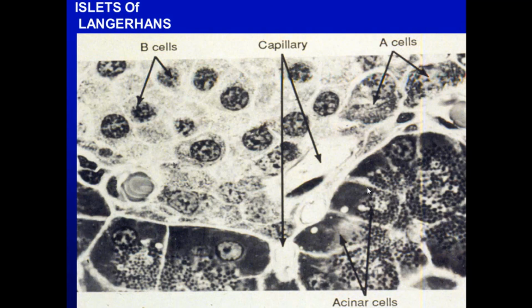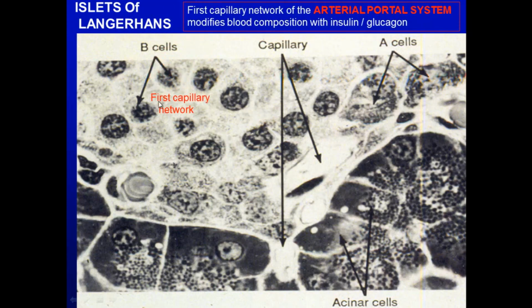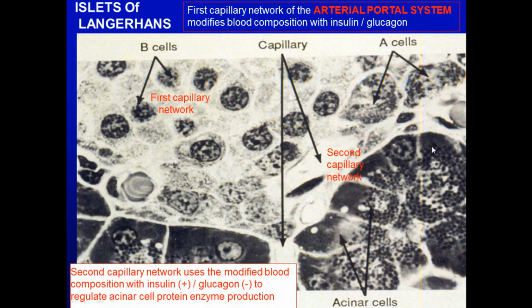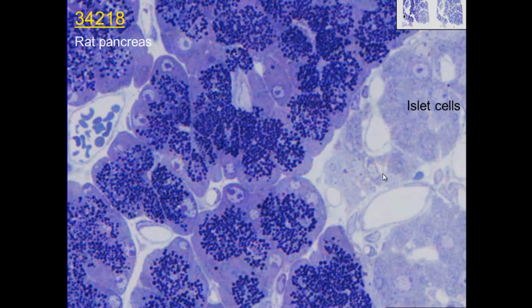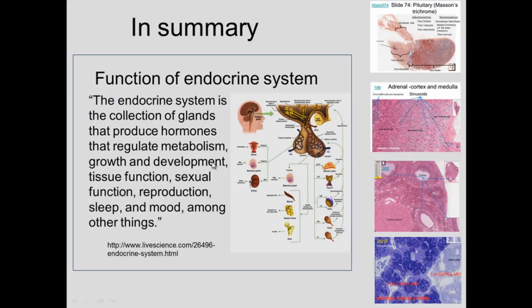Likewise, the islets of Langerhans has a portal system as well. This is the acinar cells, and then this is the islet cells. And the first capillary network is in the islets, and the second capillary network is actually in the pancreatic acinar cells, because insulin stimulates and glucagon inhibits secretion of the pancreatic acinar cells. You can see it again on this one very nicely. And this is an arterial portal system as opposed to the venous portal system we see in the pituitary. First capillary network is in the islets of Langerhans. The second capillary network is actually here around the pancreatic acinar cells themselves.